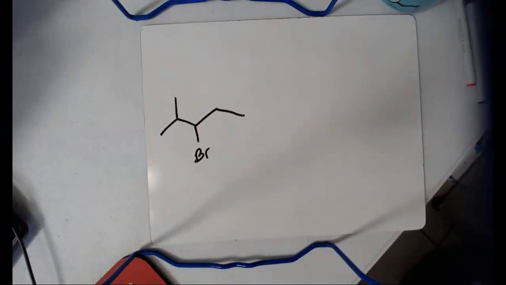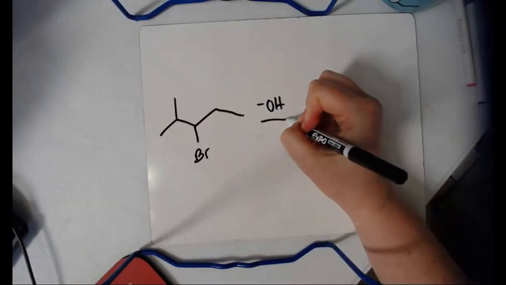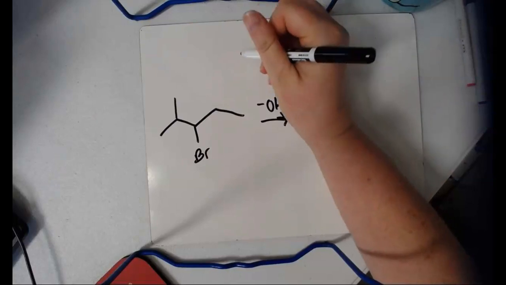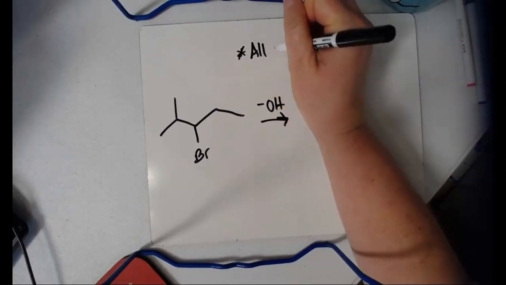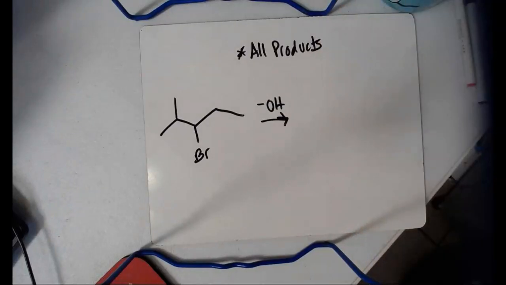So we have a 3-bromo-2-methylpentane. We're going to react it with hydroxide, and we want to see all of the products. Sometimes it's up to you to draw just the major. Sometimes you're asked for all the products and then circle the major or label them. In this case, we're going to look at all the products. Actually, we'll label majors and minors.